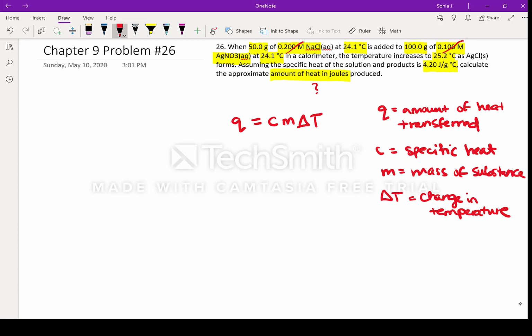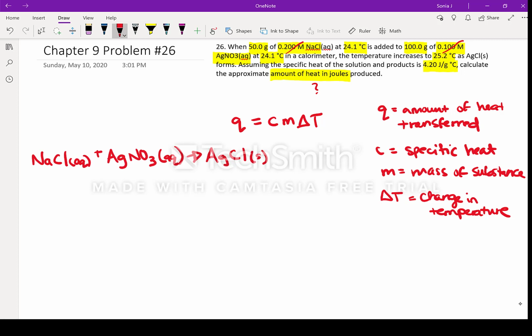And now we're going to write out our chemical equation for this question. They're saying that NaCl, which is aqueous, combines with silver nitrate, which is also aqueous, and forms silver chloride as a solid.